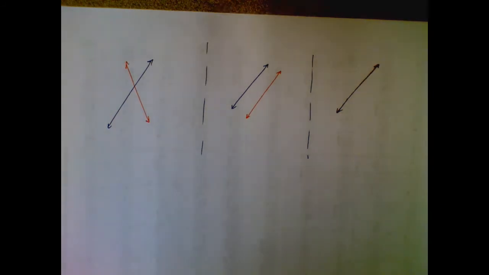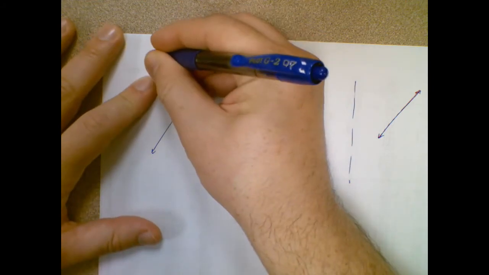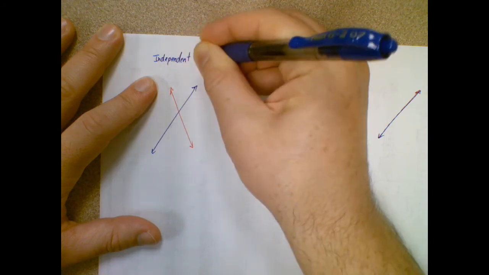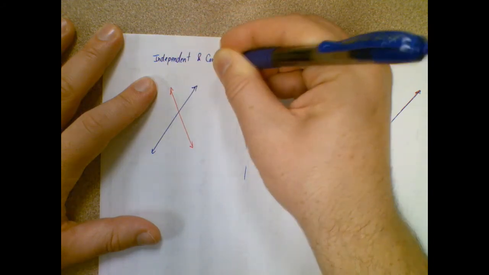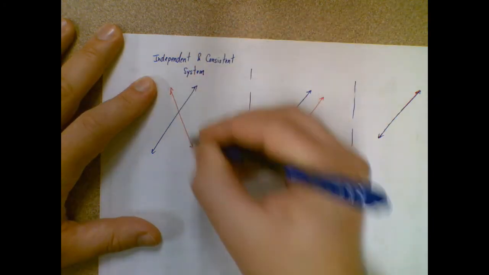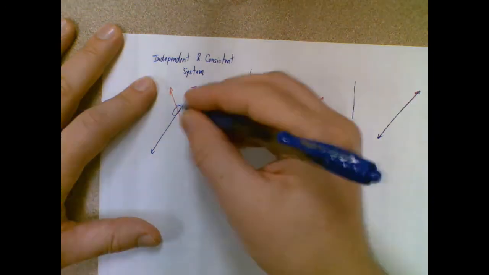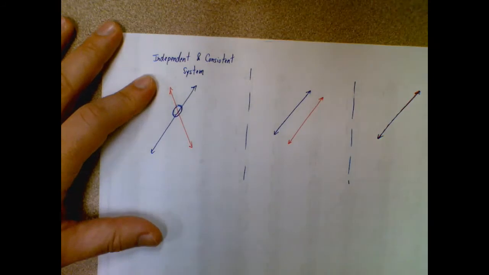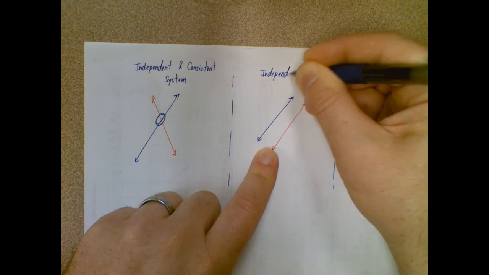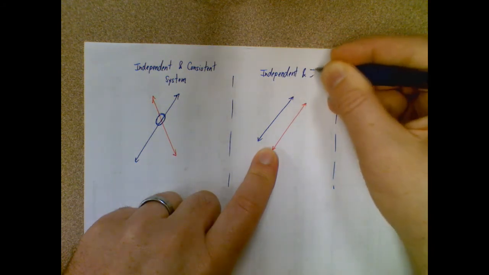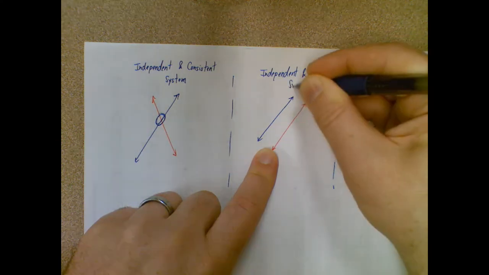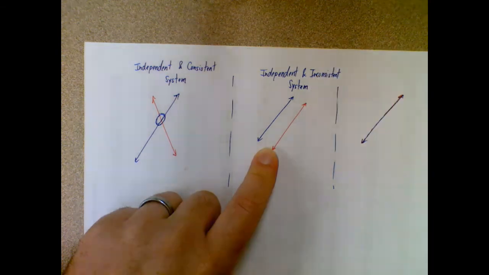This first one is known as an independent and consistent system. Independent because they are different lines, and consistent because they do run into each other at some point. This one is independent because they're separate lines, but it's inconsistent because they never actually touch. They're going to be parallel, so they're never going to have a solution because they're not going to touch.